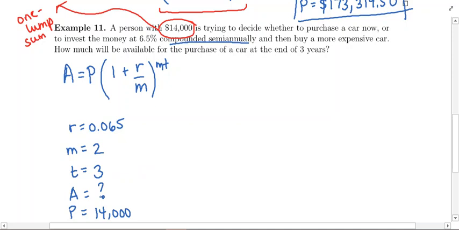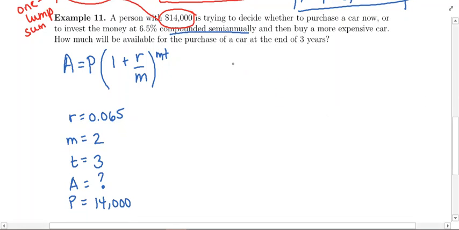So the person will be investing the $14,000. That's the original deposit, the P value, and it'll grow over a 3-year period to be a larger amount. So the account balance in 3 years should be over $14,000. That's the kind of answer you should be expecting, something bigger than $14,000 because the money's growing. Like I said, do these little checks to make sure you're doing the problem correctly. All right, let's plug everything in and then solve.